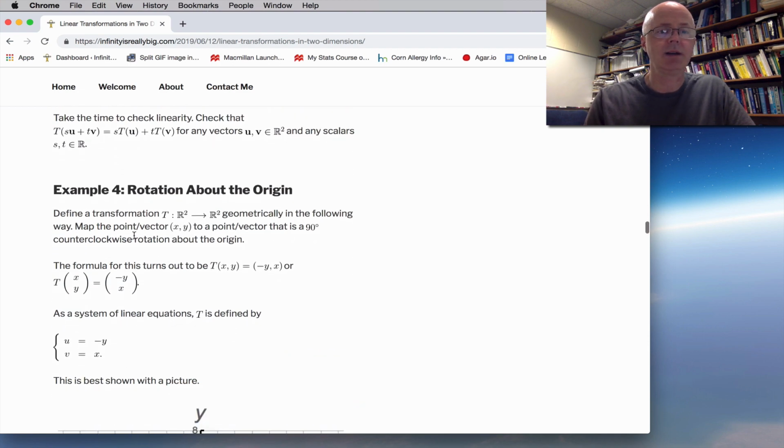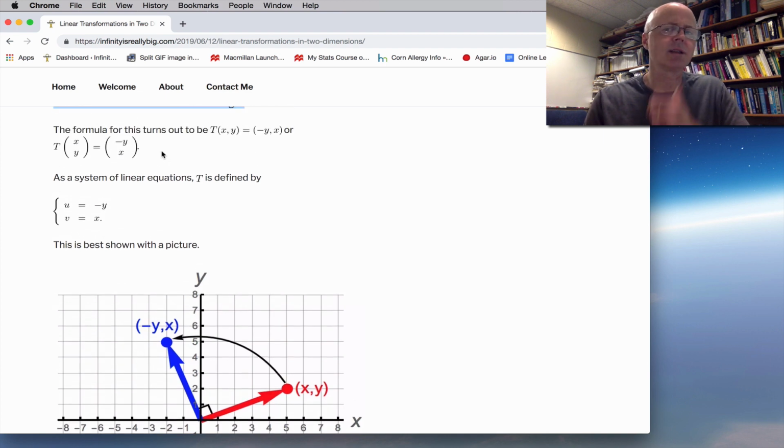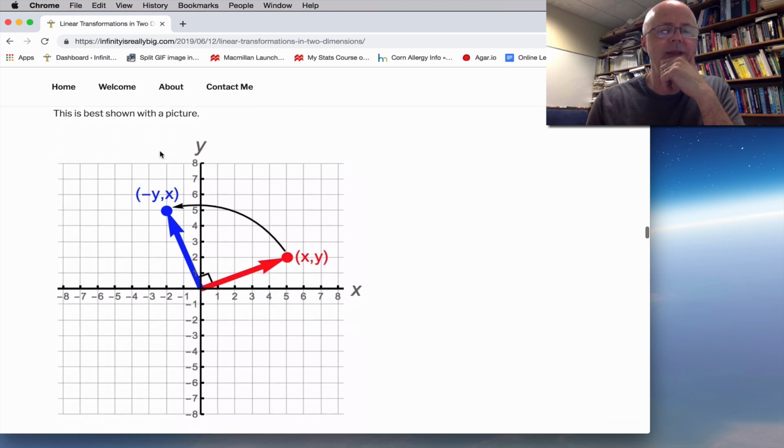Example 4 is a rotation about the origin by 90 degrees in the counterclockwise direction. Map a point to another point or vector that is rotated 90 degrees about the origin. And by the way, if you didn't notice, I am doing in these visuals both points and vectors. Its formula is a little less clear. It takes some work to figure out that its formula should be this. I'll leave that to you. It should make sense if you look at the picture.